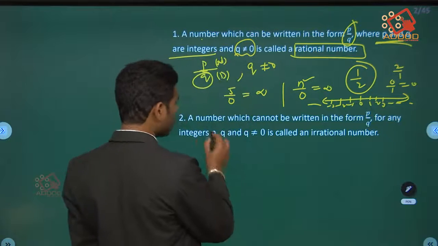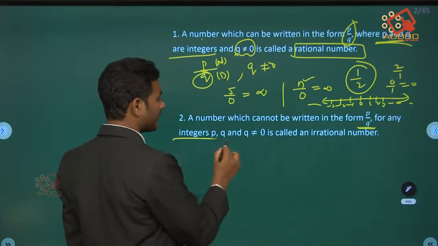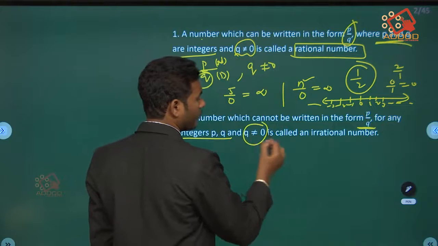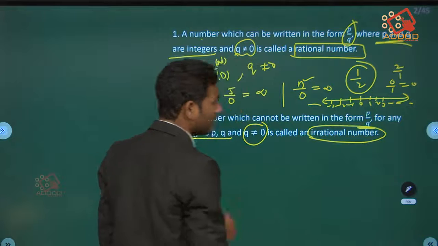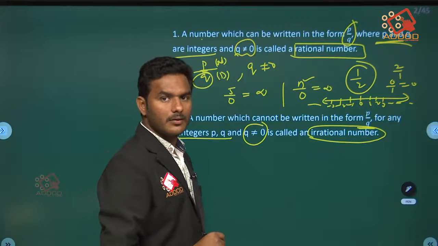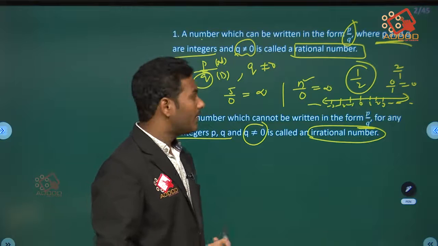Look here: a number which cannot be written in the form p by q for any integers p and q, where q is not equal to 0, is called an irrational number. We can't express that one in p by q form.